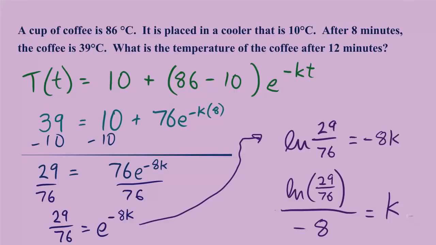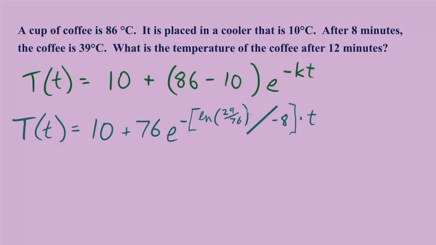Here's my exact answer for the value of k, our growth rate. We could at this point look at that decimal approximation just to get an idea of what that number is, but for the rest of this problem I'm going to try to use this exact expression for my value of k. Here's our model for this situation.